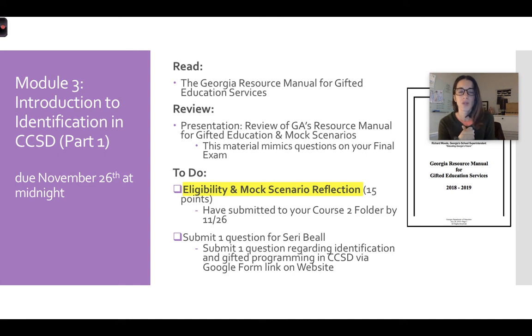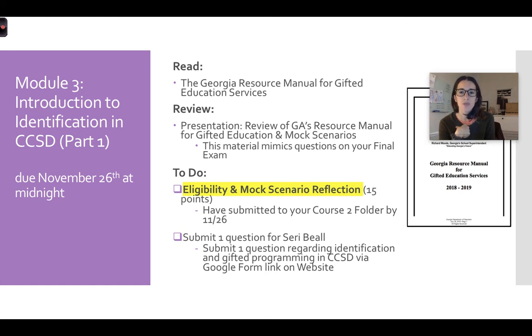You're really just to familiarize yourself with the Georgia Resource Manual for Gifted Education Services. That's just a PDF manual that the state puts out that's online. You can read it if you want to, but it's a manual. So just familiarize yourself with where things are, look at the table of contents, and look through some of the requirements and or procedures for certain things.